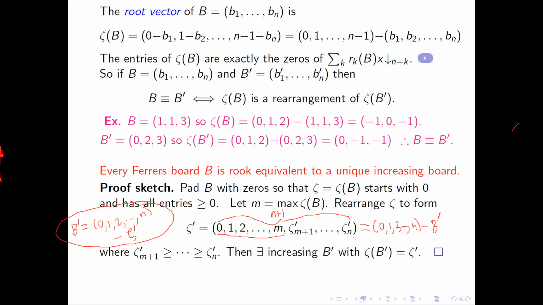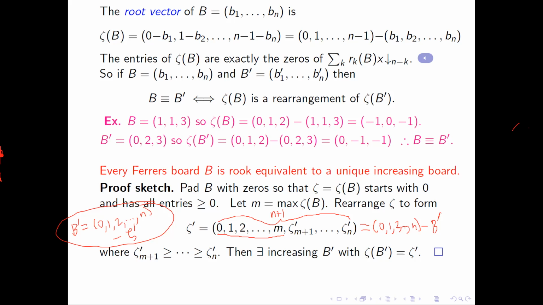Why is b prime increasing? You could think about that as well. Why is b prime unique? Well, you could think about that as well, but it is for sure. That's why I said this was a proof sketch. There are some things that are a little bit technical that we're not really checking fully in this case.